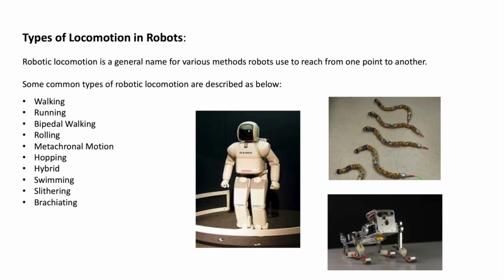Types of locomotion in robots. Robotic locomotion is a general name for various methods robots use to reach from one point to another. Some common types are walking, running, bipedal walking, rolling, metachronal motion, hopping, hybrid, swimming, slithering, and brachiating. On the right hand side you can see the famous Asimo robot, which is a good example of a walking robot. Also you can see an image of snake looking robots which use rolling or slithering as a locomotion method.